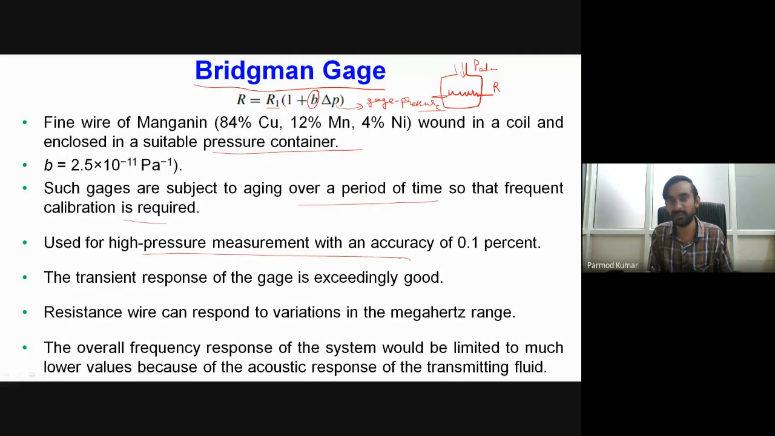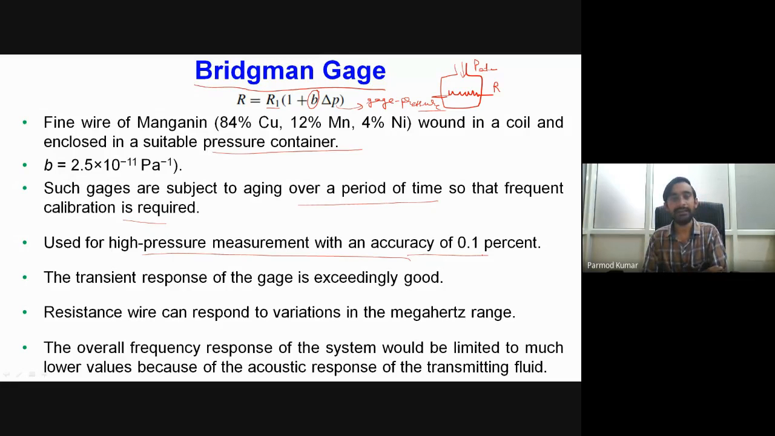So because of that, it becomes accurate at high pressure conditions, and the accuracy of this type of gauge is within the limits of plus or minus 0.1%. Also, the transient response of this type of gauge is very good, because it changes its resistance instantly while the pressure condition changes.